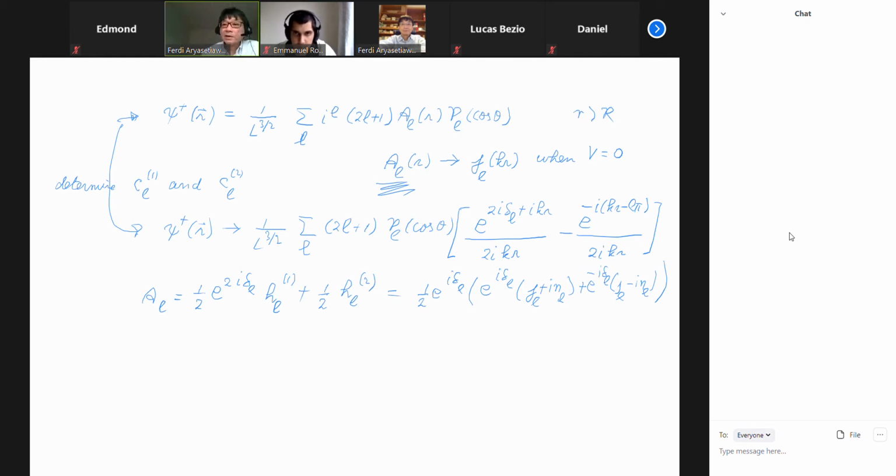Then we can identify the coefficients. Yes. So the first one is then equal to 1/2 i e to the i delta L, and the second one is equal to 1/2. So actually, I should have written this first before going here. Yes. So that comes from comparing this expression and this expression here.